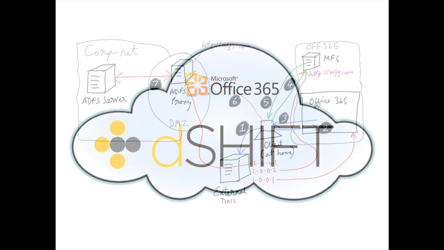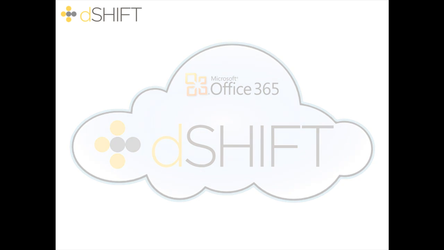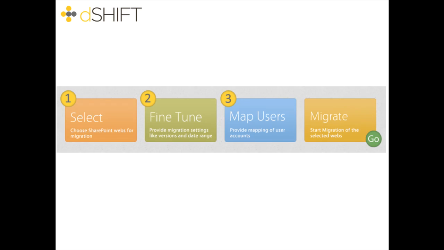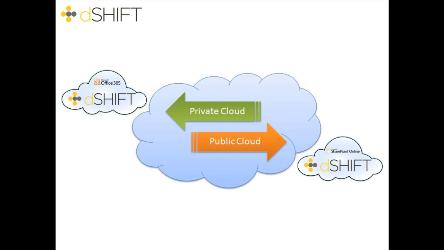The DShift SharePoint Migrator for Office 365 has been designed to overcome these and other migration challenges, facilitating quick and accurate migrations through a clean, intuitive interface. Just select your content, fine-tune your transfer settings, and map your user accounts. It's as easy as 1, 2, 3, go! The DShift SharePoint Migrator is compatible with both shared and dedicated editions of SharePoint Online, and a single license applies to your source and destination server farms.